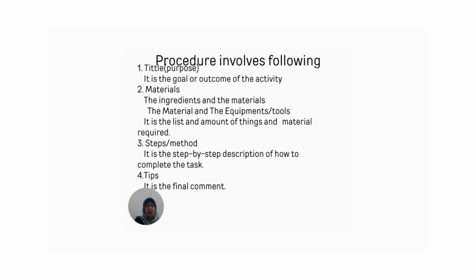Number two is the materials. This part is the list and amount of things and materials required. For example, you write the ingredients and the materials. Next, if we describe the materials and tools for workshop tools and workshop machines, we can write it with the materials and the equipment or the tools.